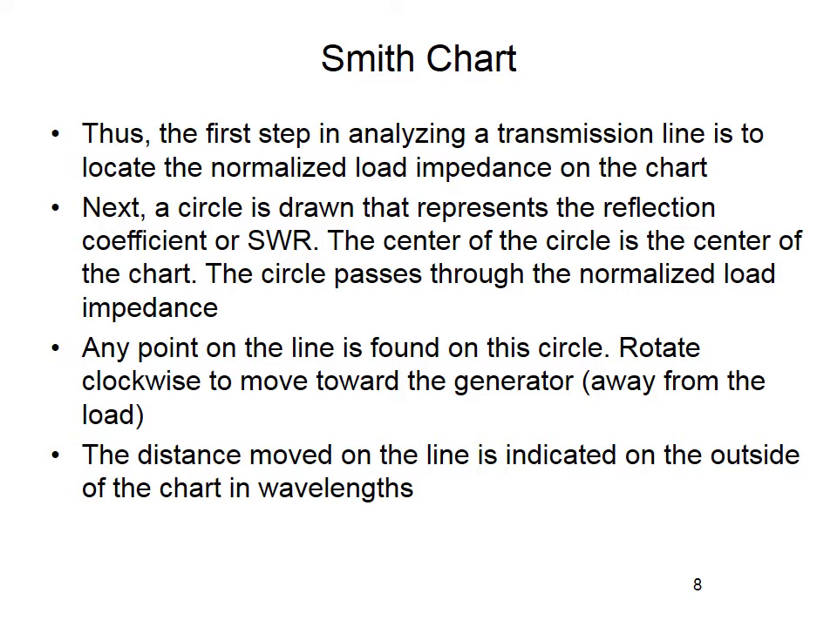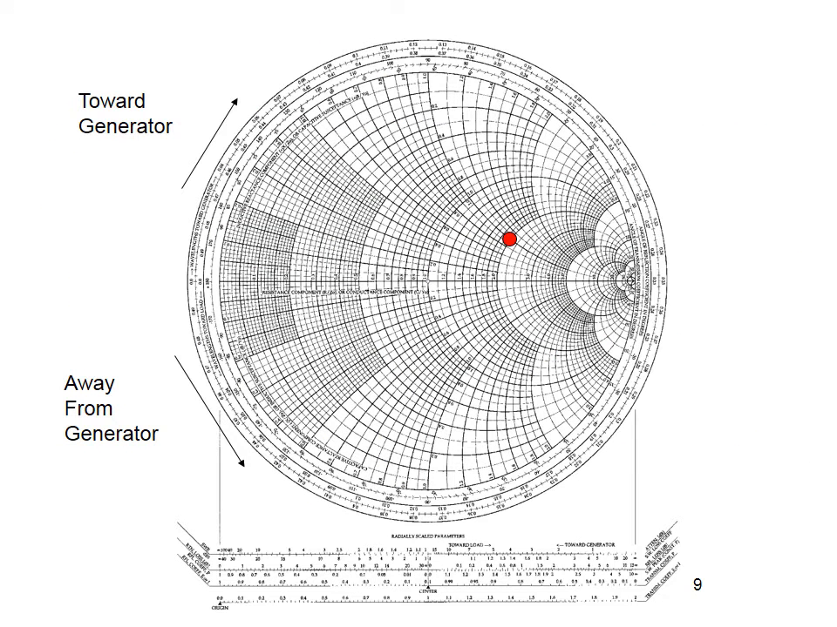So there will be a rotation. If you rotate clockwise, you move towards the generator, which is away from the load, from source to load. All these things are possible with the help of this Smith chart. Even the distance can be read from the scale on the outside of the chart, so the wavelength can also be found. So this is towards the generator.